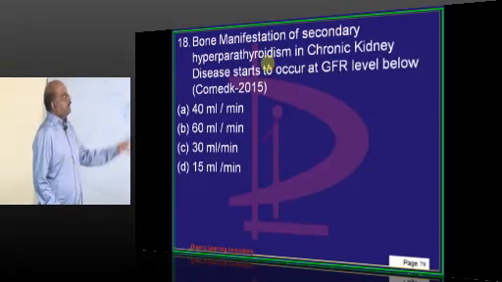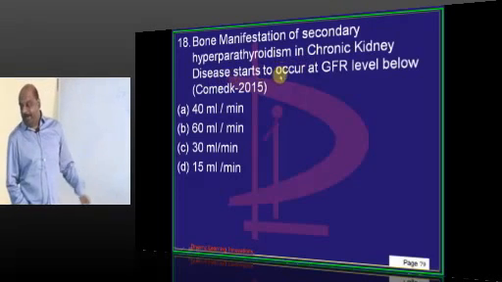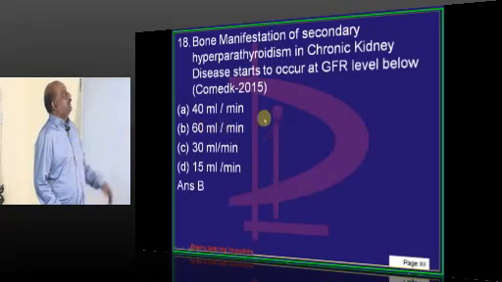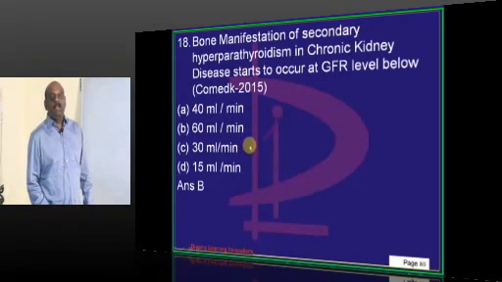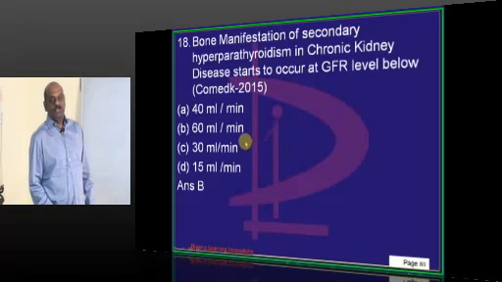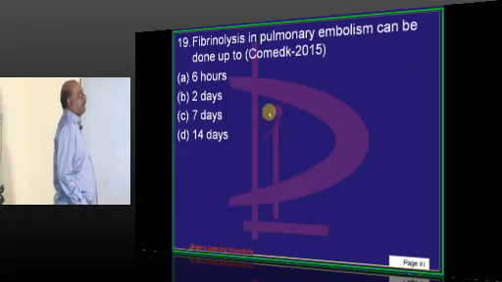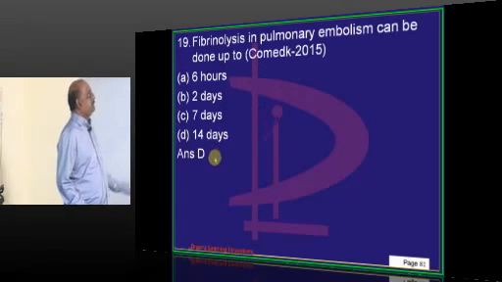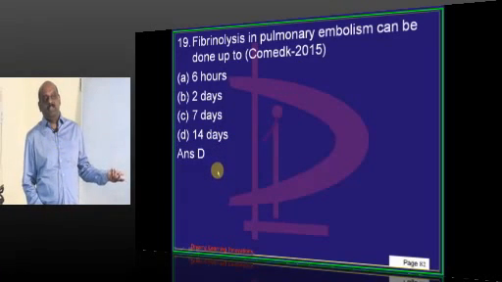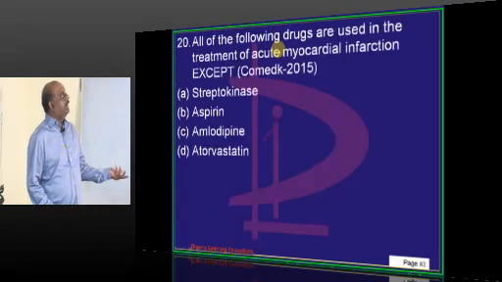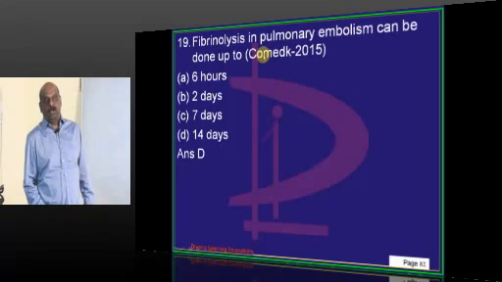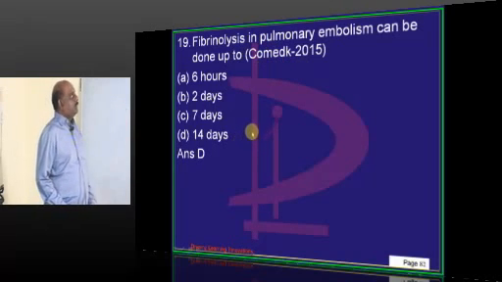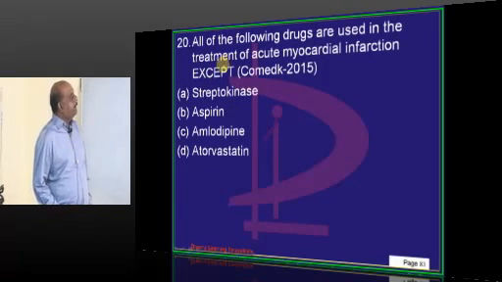Now doctor, secondary hyperparathyroidism in chronic kidney disease, when will it occur? Whenever the GFR level is below 60 ml per minute. In a negative marks exam, don't chase the devil. So, when will you do fibrinolysis in pulmonary embolism? Another devil chasing question. 14 days was the answer given. But clinical protocols differ, in acute state versus chronic state, etc. So I don't know what reference the examiner had gone with for 14 days. I'll recheck that.